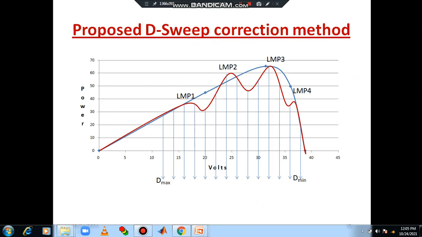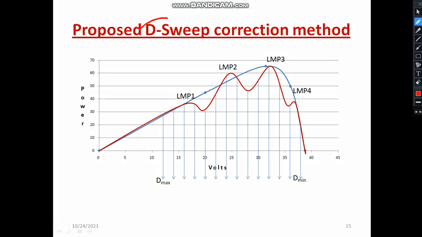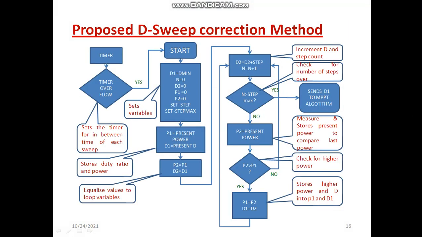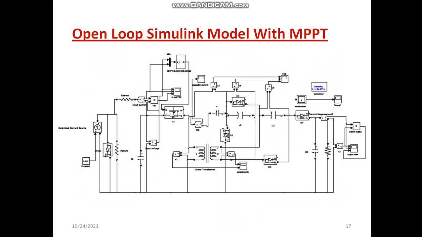I have observed a problem associated with the IC algorithm, the problem of multiple local maxima. That can be mitigated by a technique called the D-sup technique that I proposed in this project, which you can implement in future. This is a basic algorithm which I made for mitigating the problem of multiple local maxima of the ICA algorithm.